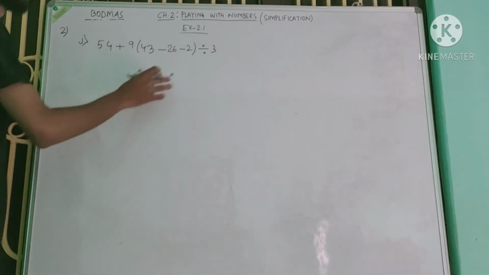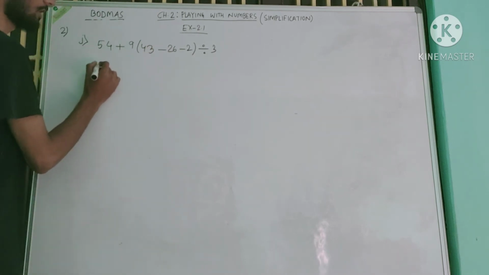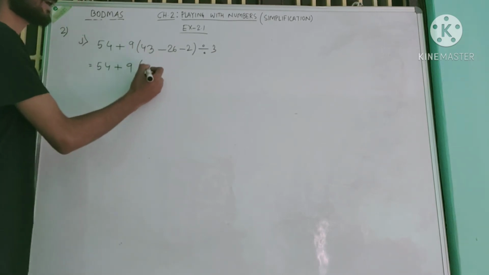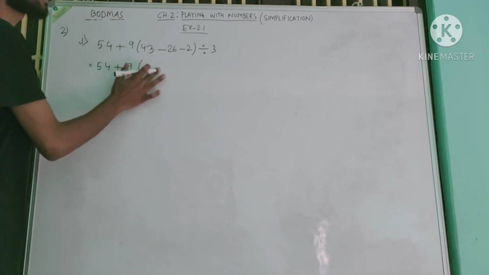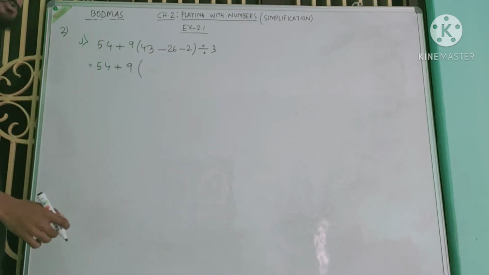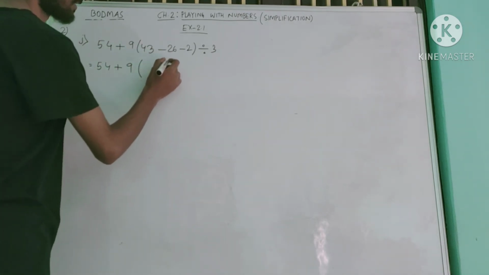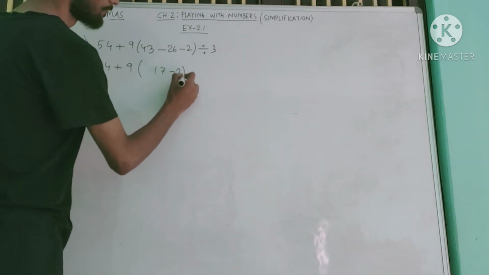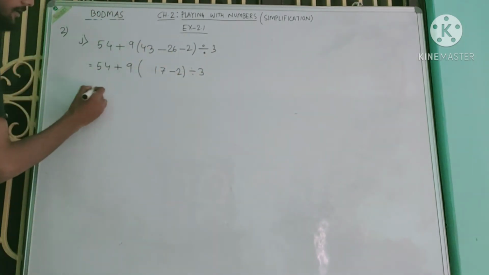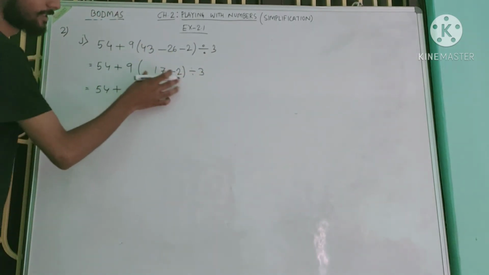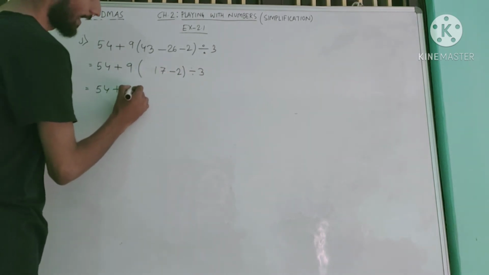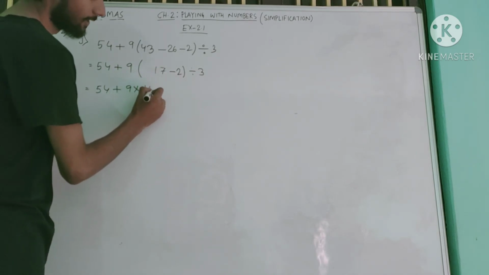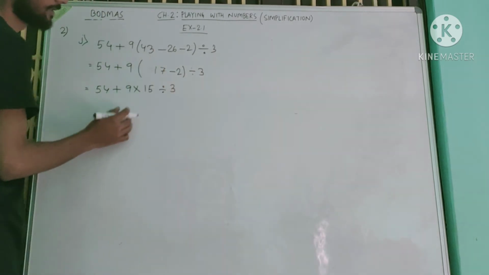Now look at the question number J. There is only one bracket, so first we have to solve this bracket, and other things will remain the same. Then the bracket will be 43 minus 26 first, so 43 minus 26 will be 17. 170 minus 2 divide by 3. Then after that 54 plus 17 minus 2 is 9, and here is nothing, that means multiply. So 7 minus 2 is 15 divide by 3.